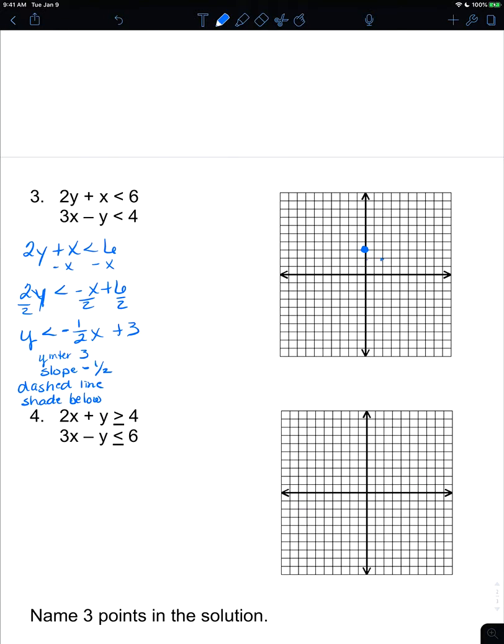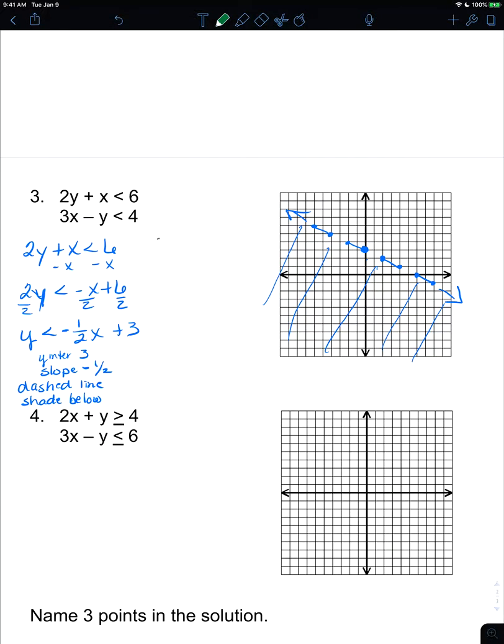Down 1 over 2, down 1 over 2, dashed line, and shading below, so that would be this area.